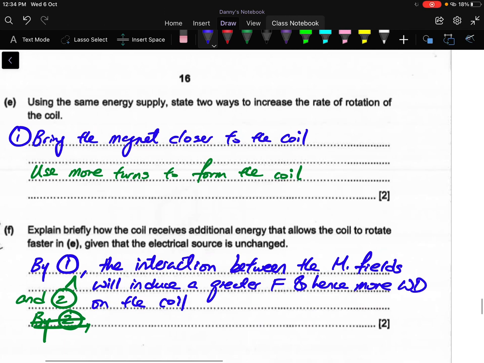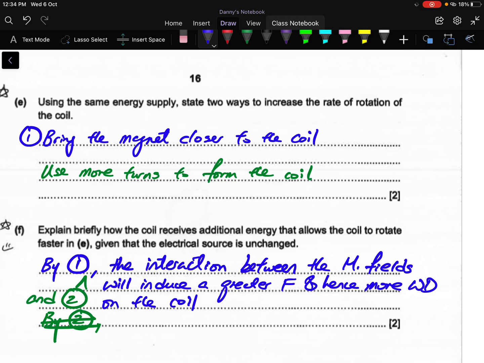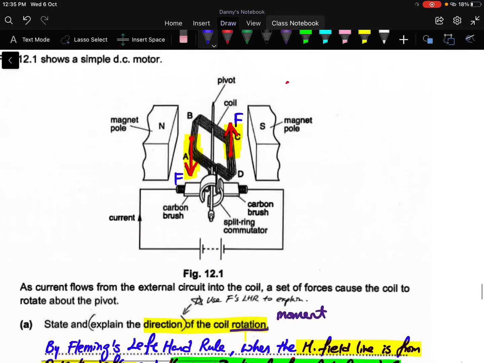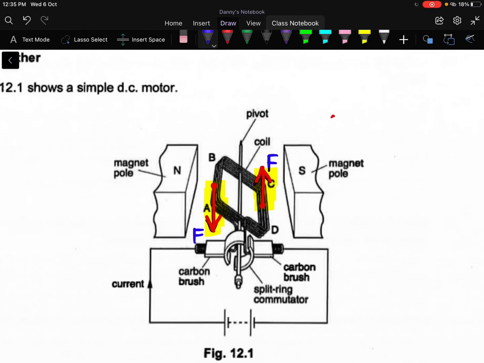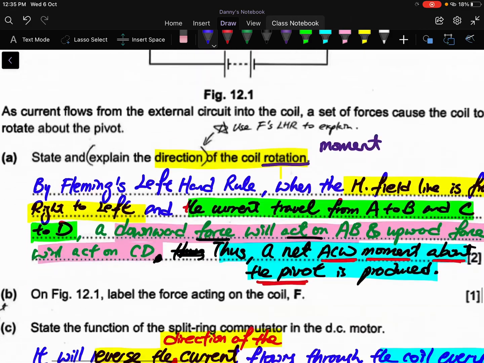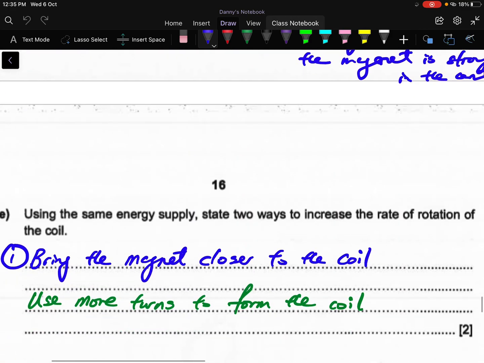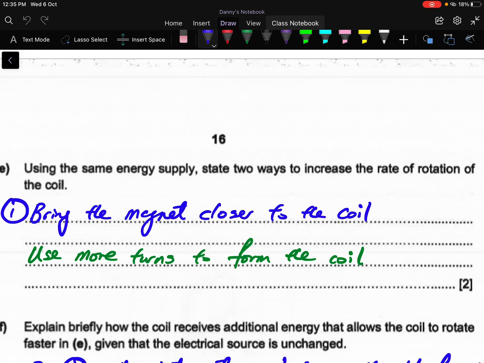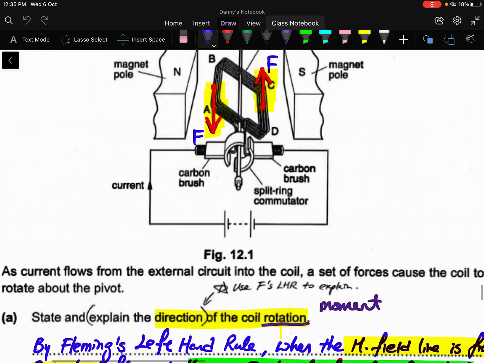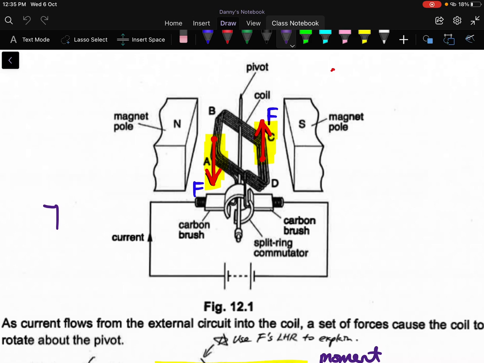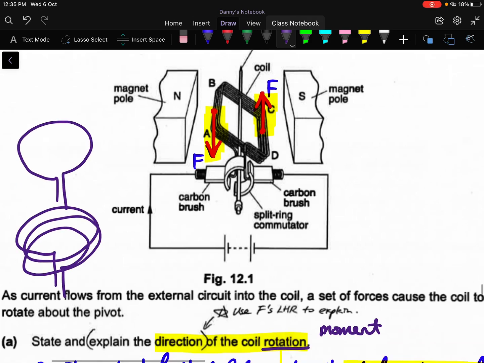Okay, for part E, you have the same energy supply. You need to come up with 2 ways to increase the rate of rotation. There are many ways, and I will try to give you those that you don't really use often. One is you bring the magnet nearer. When you bring the magnet nearer, your magnetic field strength will increase, and therefore the interaction will increase. Number 2 is, of course, you use more turns in the coil. It could be that the first coil is just 1 loop, then you use more turns, a second loop.